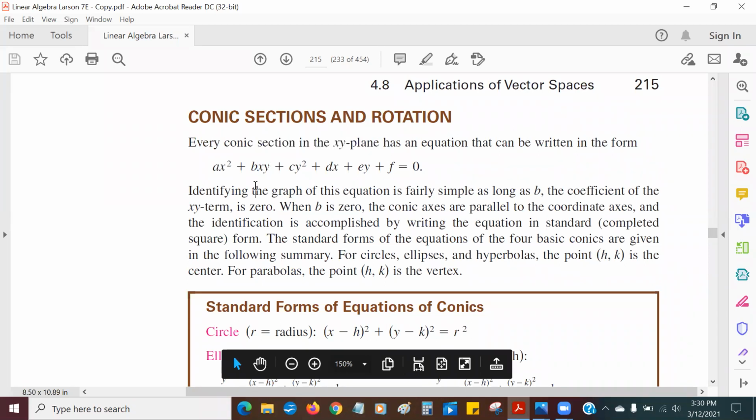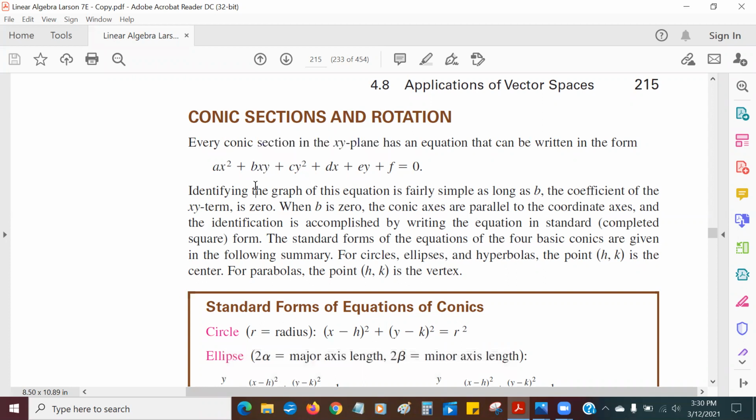The thing that makes a conic section tilt is the xy term. And if there is no xy term, then it's going to be straight. Another way of saying it is that the axis will be parallel to the coordinate axes. And by the way, the fancy word for tilting, or putting on an angle or diagonal, is oblique. Anyway, here are some standard forms of conic sections.